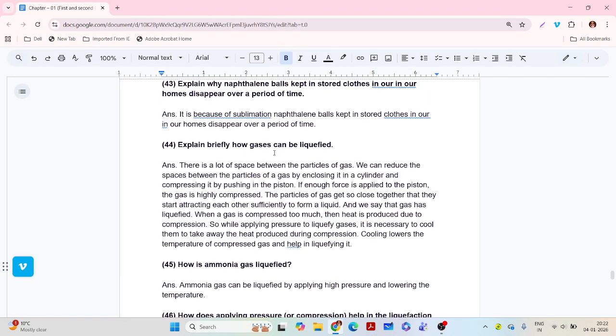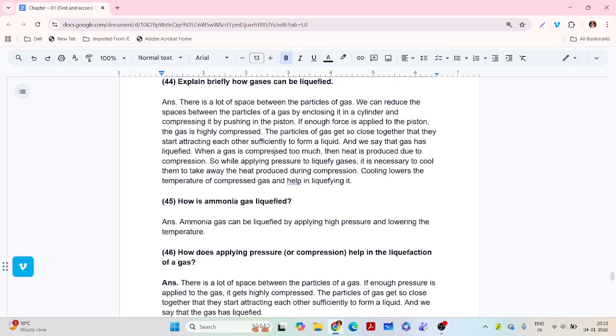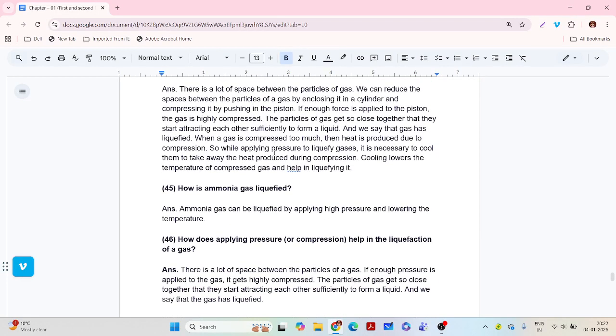How is ammonia gas liquefied? By applying high pressure and lowering down the temperature. How does applying pressure or compression help in the liquefaction of a gas? Whenever we compress a gas, the pressure is higher and the temperature is lower. So automatically the gas liquefies.